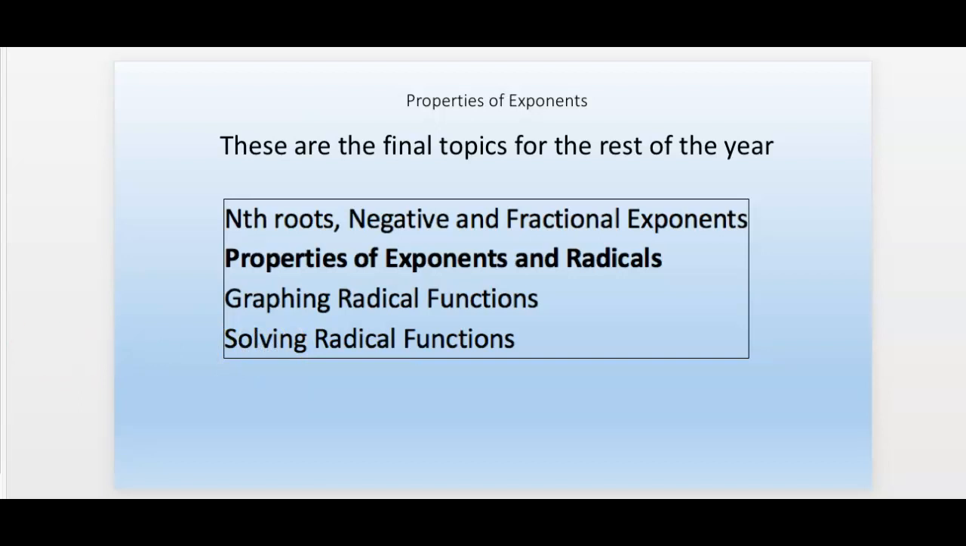Okay, at the end of last week we covered nth roots and negative and fractional exponents. And today we're going to do properties of exponents and radicals. And then later this week, we're going to graph radical functions. And then a week from now, we're going to solve radical functions. And then we'll have the final test, which will just cover these four things right here. And then the last week will be a catch-up week, so students can do some work and help improve their grade.